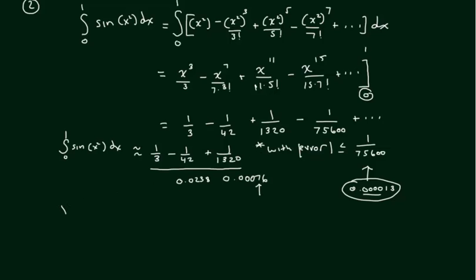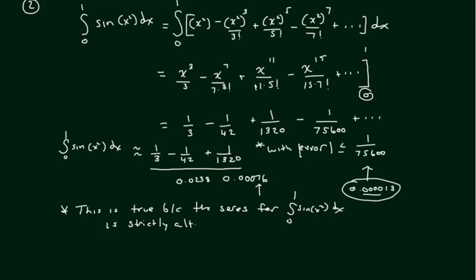Again, this is true because the series for the integral from 0 to 1 of sine of x squared dx is strictly alternating and decreasing in absolute value to 0. That's our alternating series error theorem.